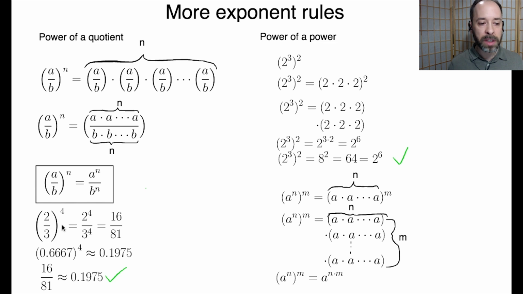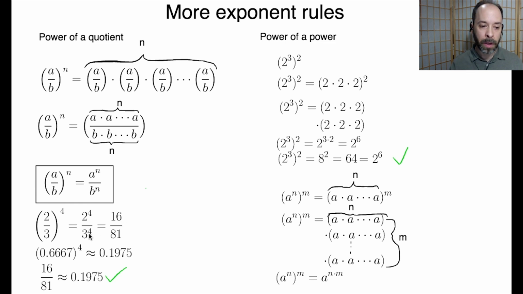Let's think about an example of that. 2 over 3 raised to the power 4. According to our formula and the logic that we've worked out right here, that 4 is going to come down to the 2 and to the 3. So we're going to be able to write it as 2 to the 4 divided by 3 to the 4. 2 to the 4, as we said on the last board, that's 2 times 2 is 4, 4 times 2 is 8, 8 times 2, that's 4 2s, is going to be 16.